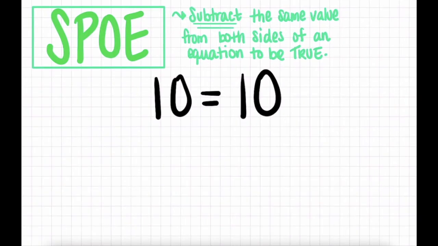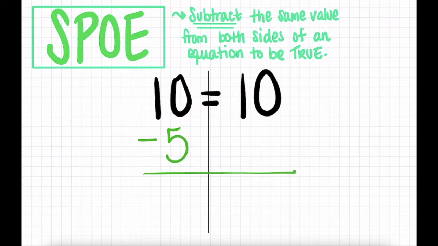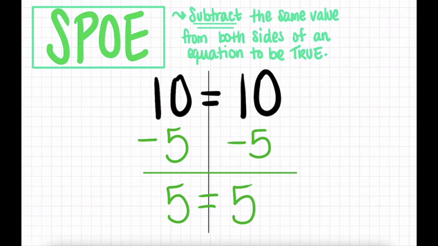Just as we did with addition, we're starting with the true equation and a line down the middle of the equal sign. Let's say I want to subtract 5 from the left side of the equation and simplify. 10 minus 5 is 5. Does 5 equal 10? No, this would be a false equation. That's because I need to subtract 5 on the right side as well. Subtract 5, 10 minus 5 is 5, and now I have a true equation.